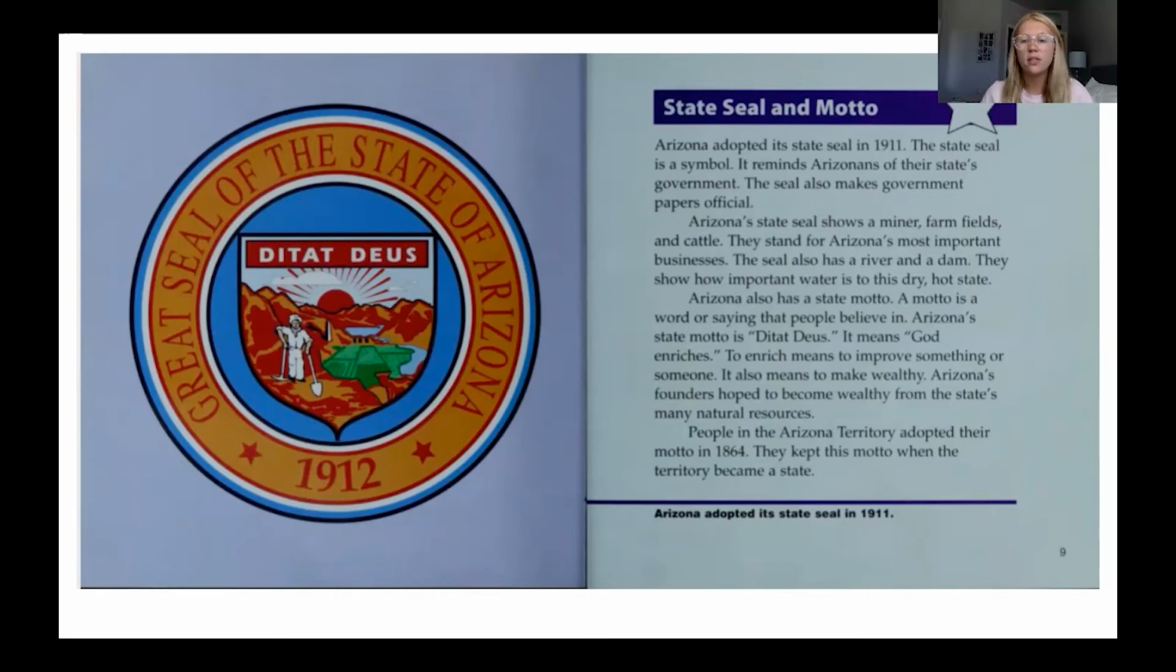People in Arizona Territory adopted their motto in 1864. They kept this motto when the territory became a state. Arizona adopted its state seal in 1911. So again, as I'm going through this book, be sure to be focusing on the geography of Arizona, the wildlife, and the history.